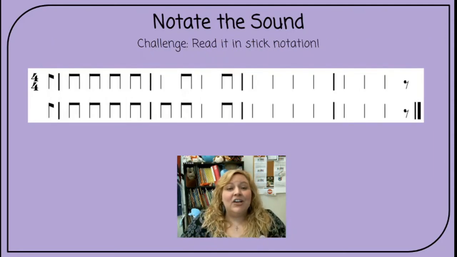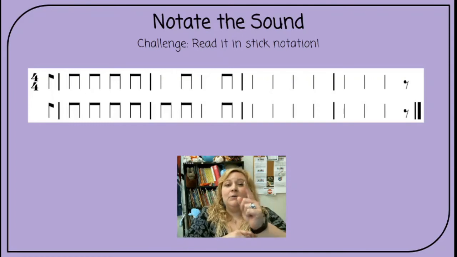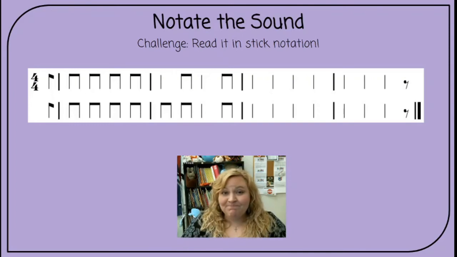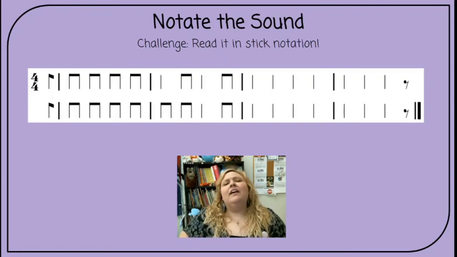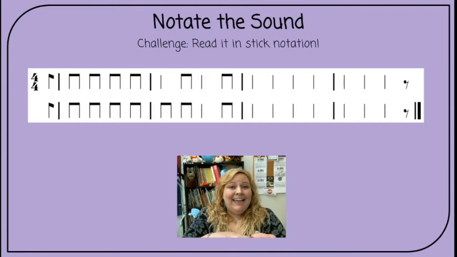So challenge, let's read it in stick notation. Can you still see where the eighth notes are waving their single flags? Can you still see where the eighth rests are? I can too. You know what? I don't think you need my help to do this. Just remember, it starts with D. Ready, sing. D, ta, di, ta, di.